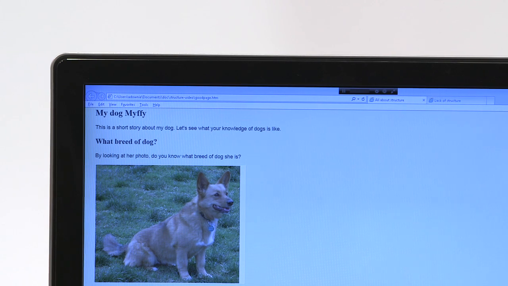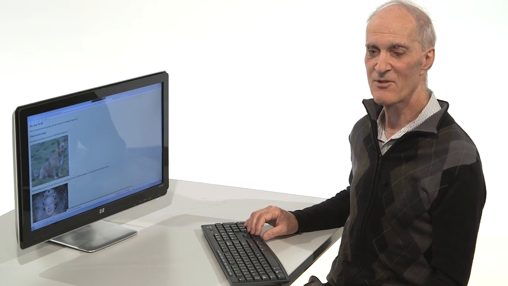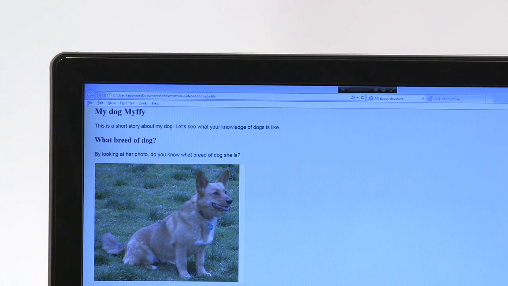Heading 1, My Dog Miffy. This is a web page, and you'll notice that the screen reader announced to me that it was a level 1 heading. This is a short story about my dog. Let's see what your knowledge of dogs is like.